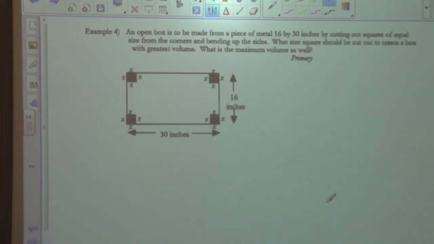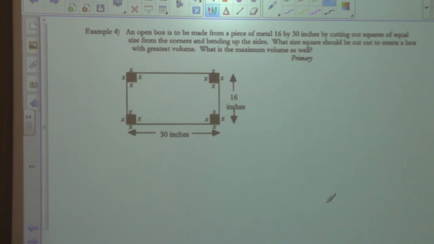Now we get to example 4. An open box is to be made from a piece of metal 16 by 30 inches long by cutting out squares of equal size from the corners and bending up the sides. You remember us doing a problem like this in pre-calculus last year? I don't remember if we actually did one like this, but I think we might have looked at it.